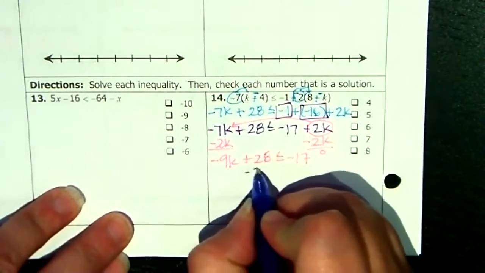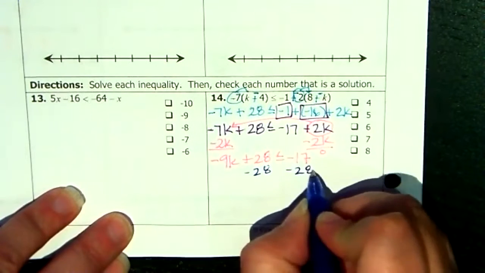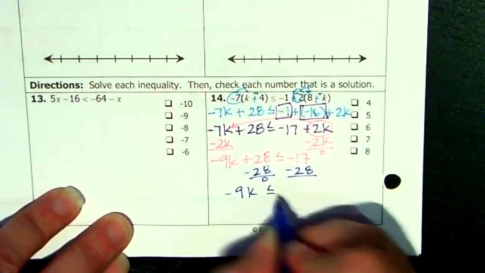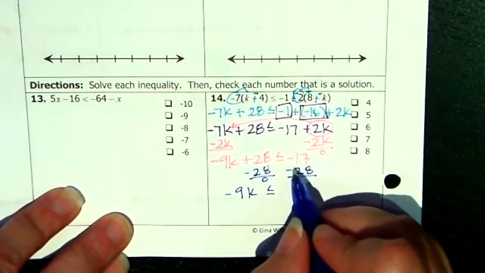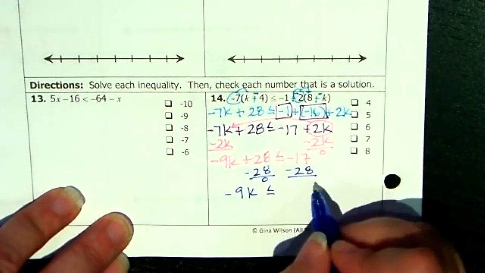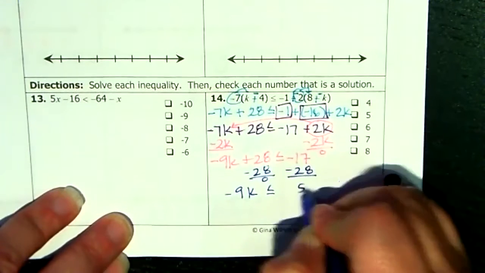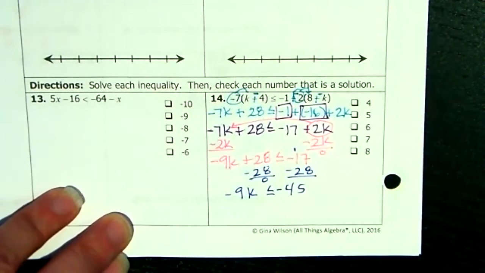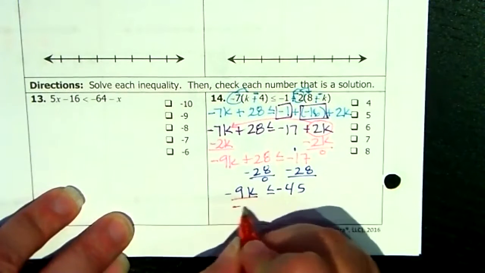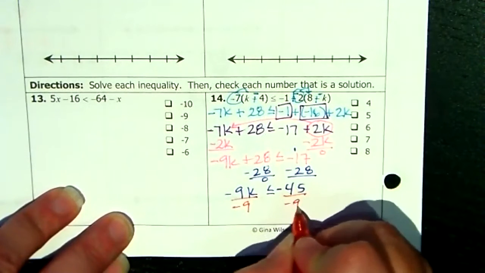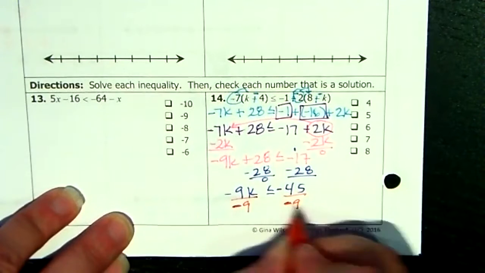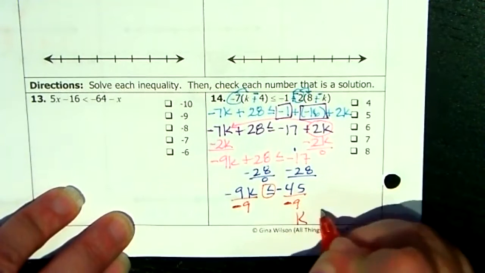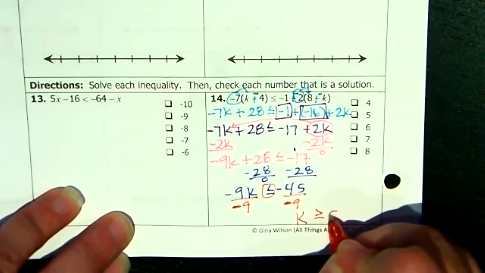Now I'm going to subtract 28 from both sides. This equals 0. So we have -9k is less than or equal to. Now these are both negatives, so we're doing teamwork. So I'm adding. So 17 plus 28 is 45, so this is going to be a -45. Divide by a -9. Since I'm dividing by a -9 on both sides, I've got to flip the inequality symbol. So we end up with k is greater than or equal to 5.